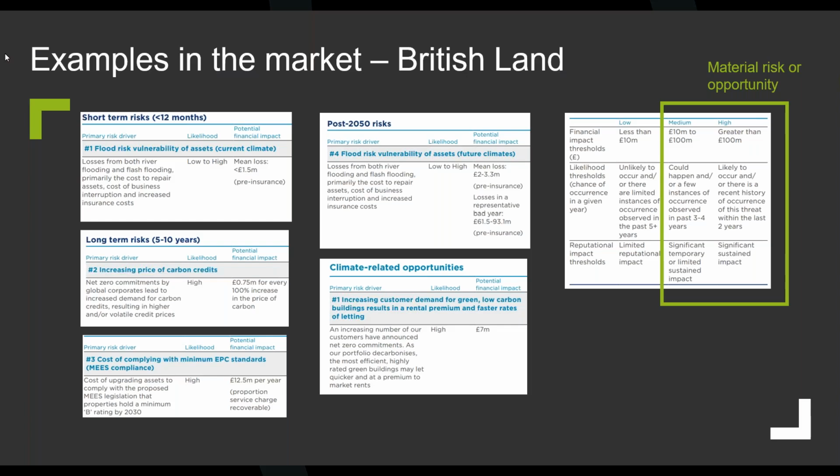The timeframes they used were short term, which is within the next 12 months, medium term, which is 1 to 5 years, and long term, which is 5 to 10 years. And this aligns with their corporate strategy time horizons. However, for physical climate risks, they also looked to after 2050, as this is when future scenarios meaningfully start to differ from the current climate.